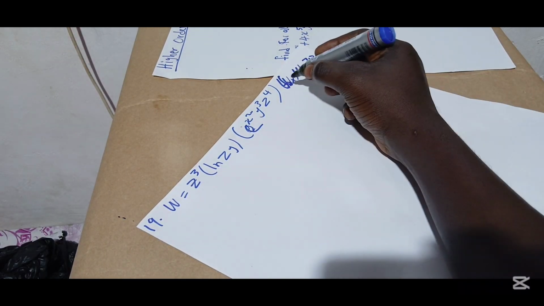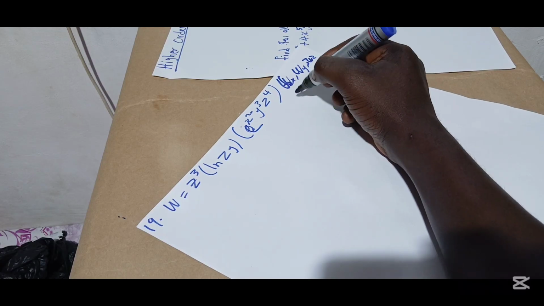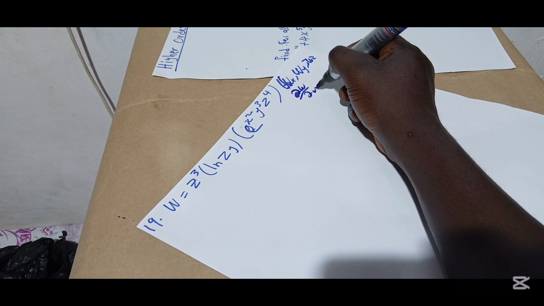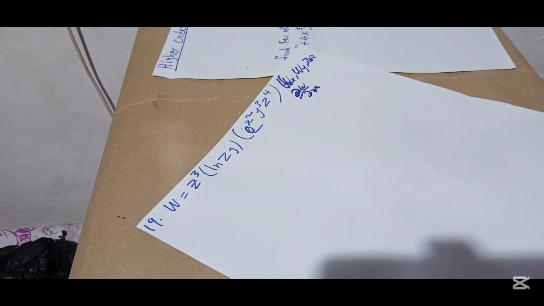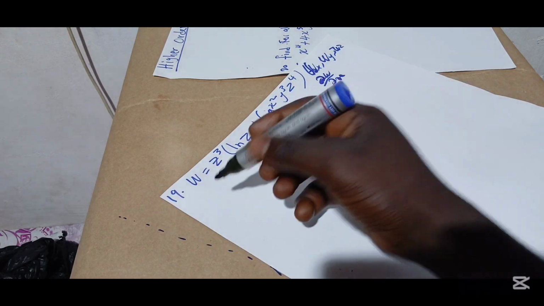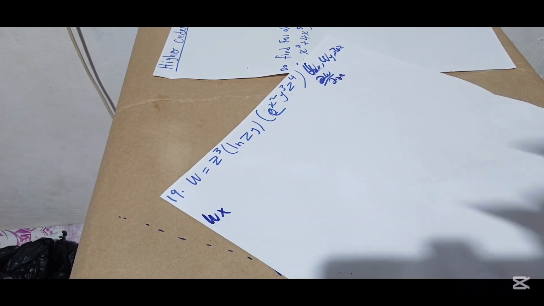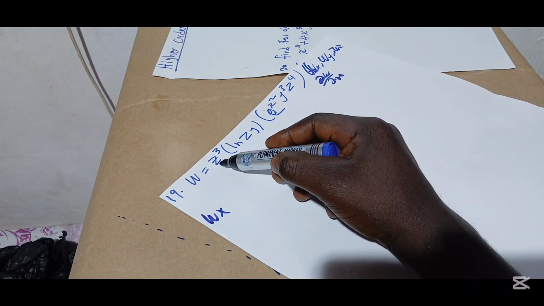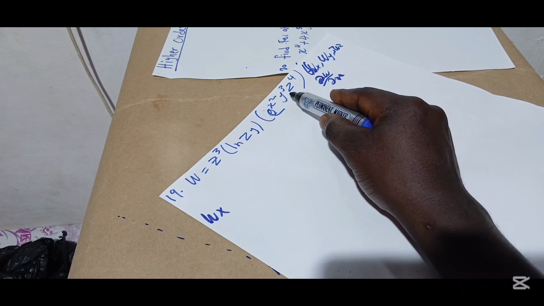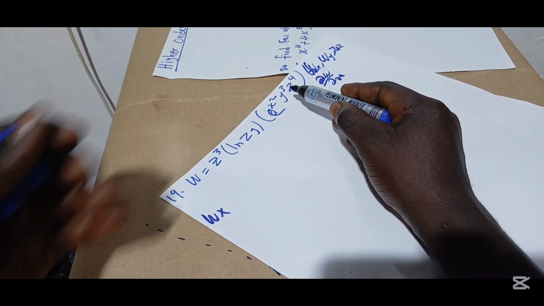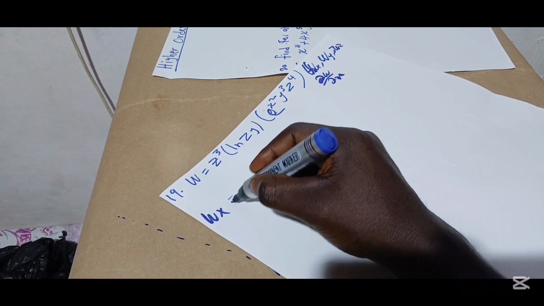And don't forget that wx can also be written as dw over dx, and the same applies to each and every one of these. So now let's look for wx. For wx, we are differentiating with respect to x. So looking at this one term, we don't have an x term here. This here, we don't have an x term here. We only have an x term here. So we focus on that and differentiate, leaving the others as they are.